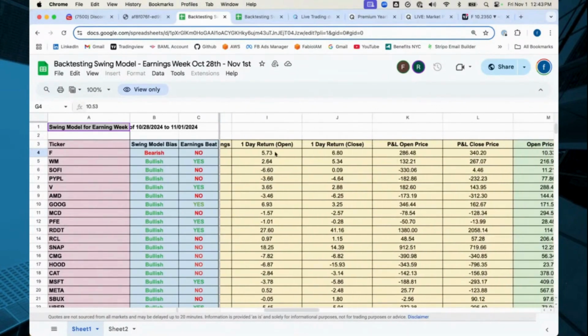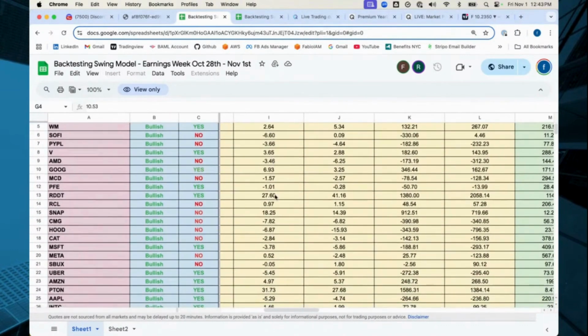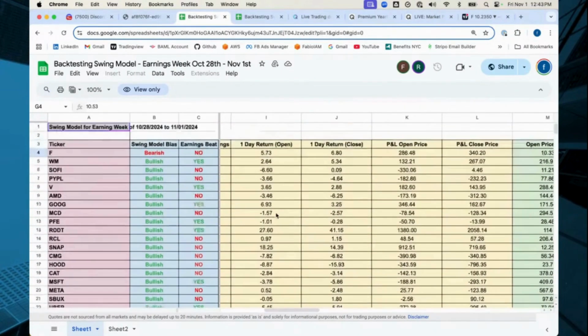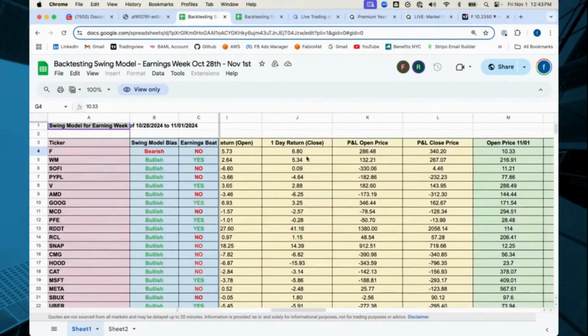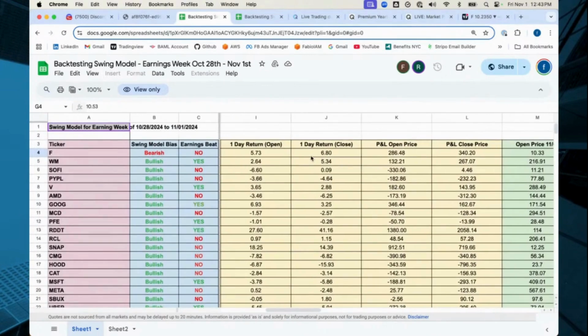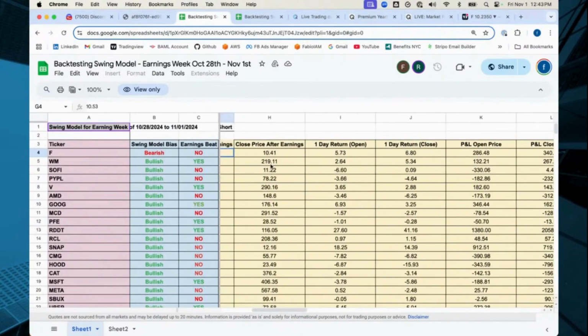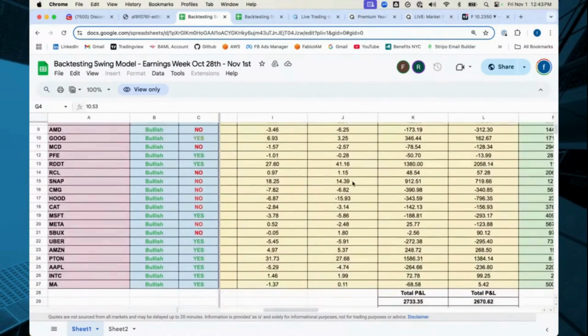So the first thing we want to see is the one-day return if we were to close strategy one at the open. Here you see, obviously, we have a 5% return on Ford, we have a 27% on Reddit, and so on. So we have some negative returns right here. And then we have the one-day return if we were to close the position at the close price, so looking at the close price after the earnings. So here we have our data. For example, you see here on Reddit, the price closed at 41% on that day.